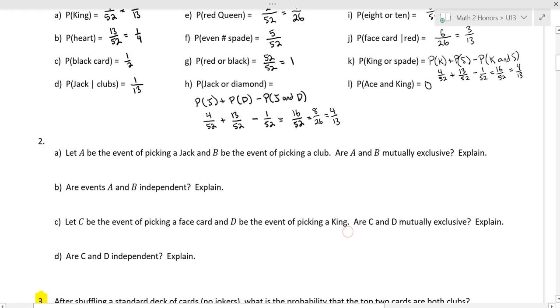Number 2, let A be the event of picking a jack, B be the event of picking a club. Are A and B mutually exclusive? Meaning, can they happen at the same time? Well, can you have a jack of clubs? Yes, you can. So, are they mutually exclusive? No. Why? Because we can have both at the same time.